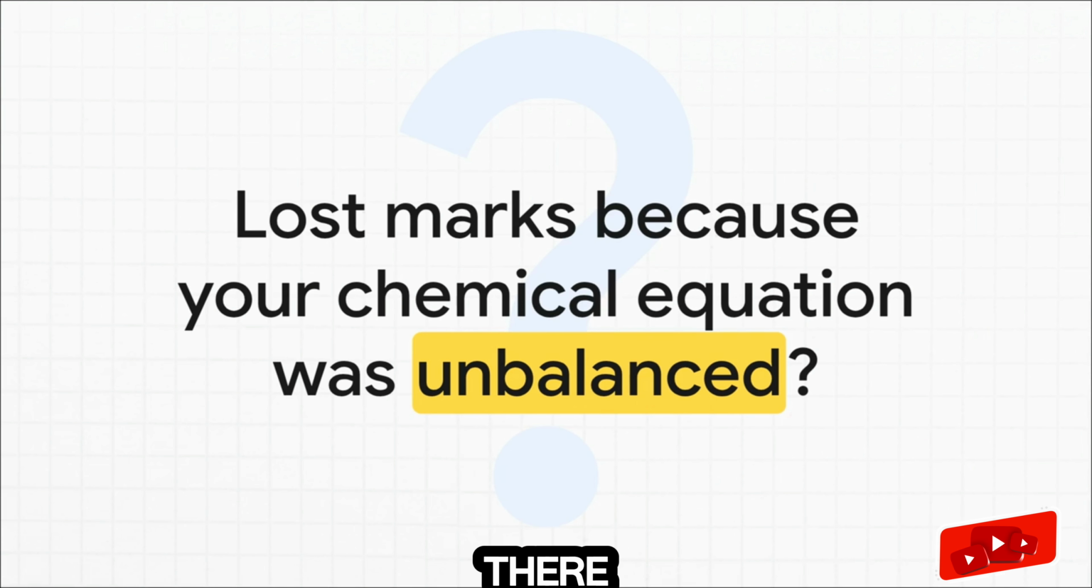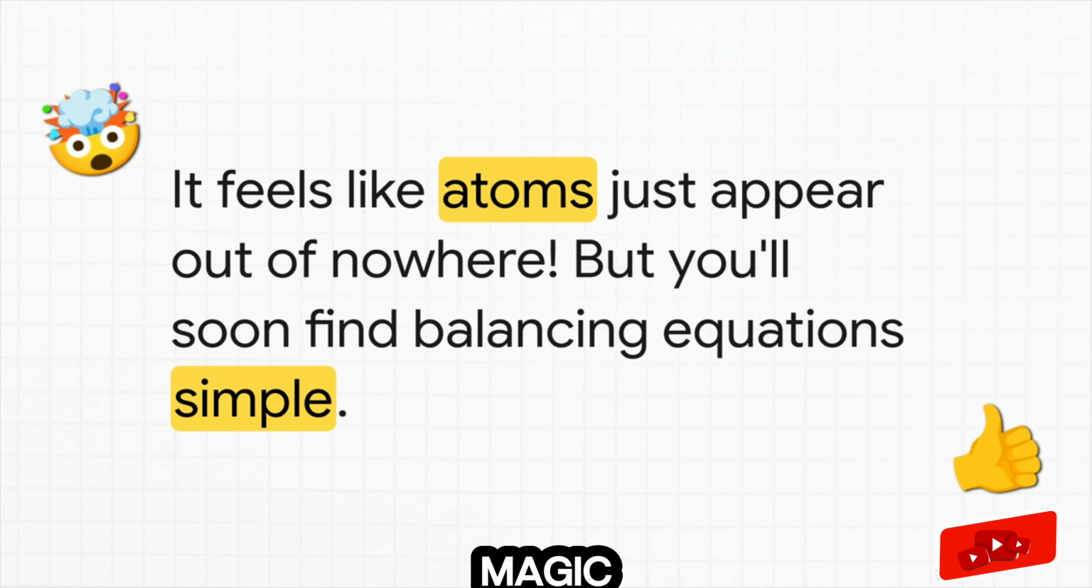You've probably been there, right? You know the reaction. You write all the chemical formulas perfectly, but you forget to balance the equation. And just like that, you lose those easy marks. It's honestly one of the most frustrating things in chemistry. Sometimes it feels like magic, doesn't it? You have one oxygen atom on the left and poof, suddenly there are 4 on the right. But I promise, it's not magic, it's just a puzzle. And I'm going to show you the exact steps to solve it, making it feel simple every time.